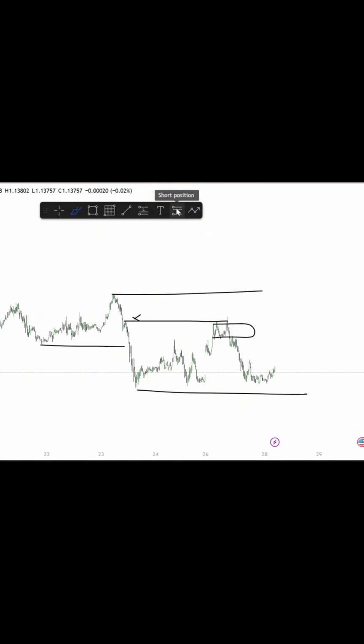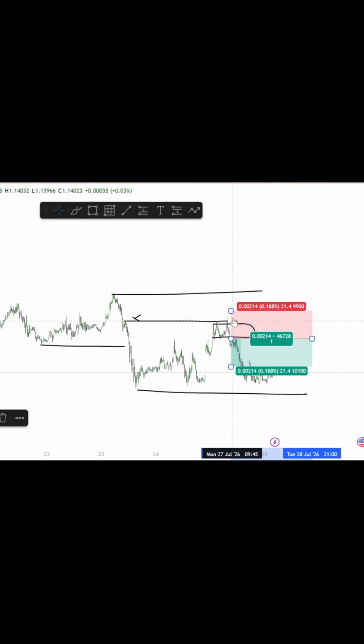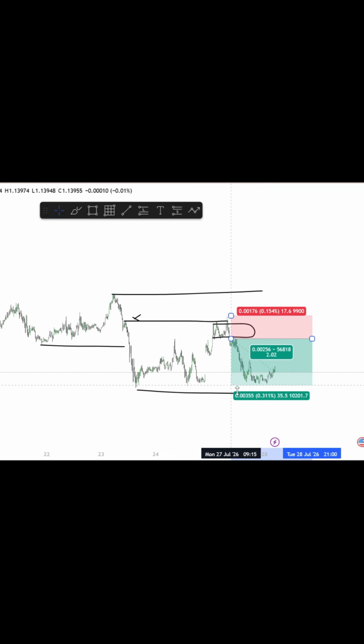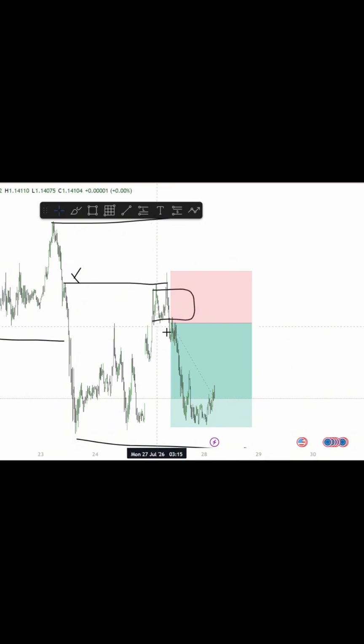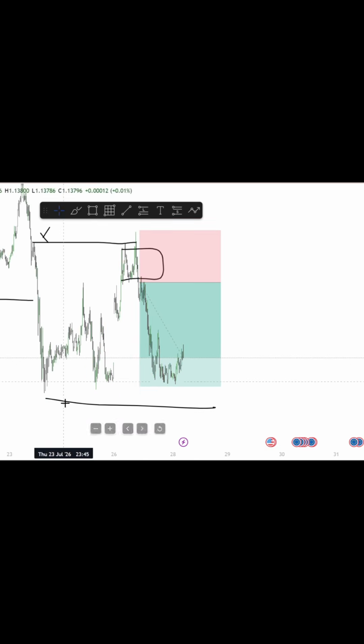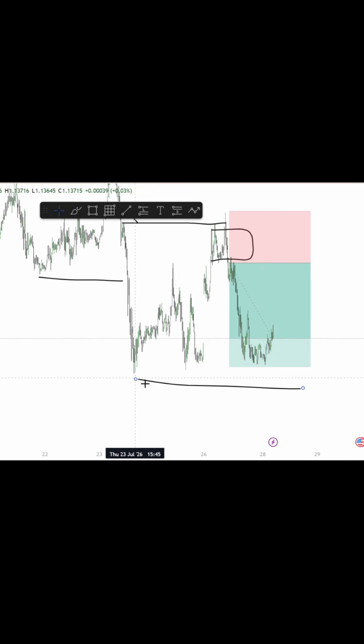Now, for me personally, I did actually enter this position, and I'm currently still in. My draw on liquidity is down on the lows. We didn't quite tag that yet, but I am anticipating this to get tapped at any point in the near future. I do anticipate these lows here getting taken out.